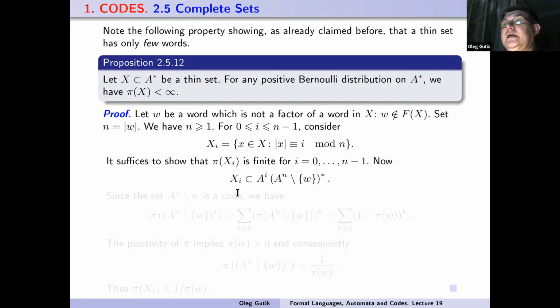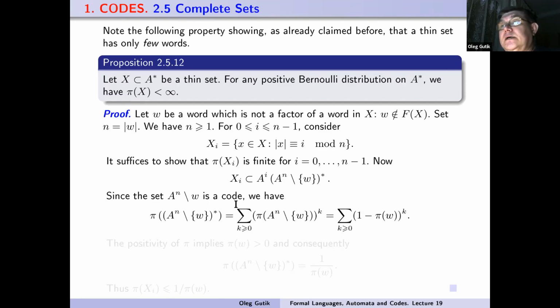Now, X_i is a subset of A to the power i, multiplied by the free monoid over the set A to the power n without the word w. Since the set A^n without the word w is a code, we have that pi of the free monoid over the set A^n without the word w is equal to the following expression.